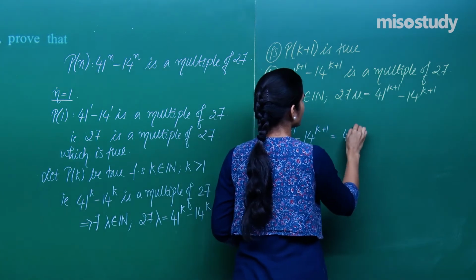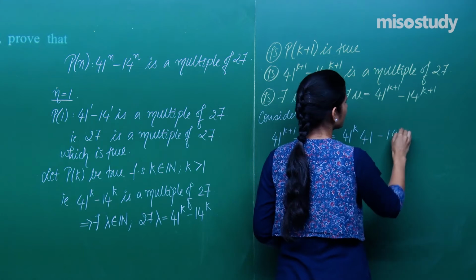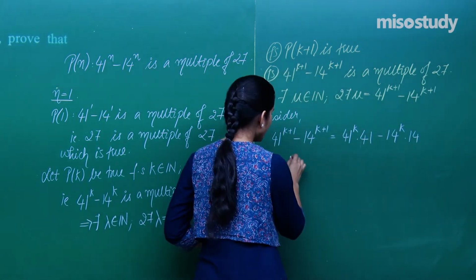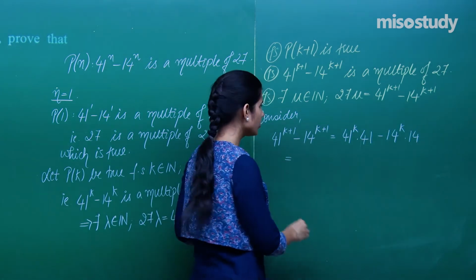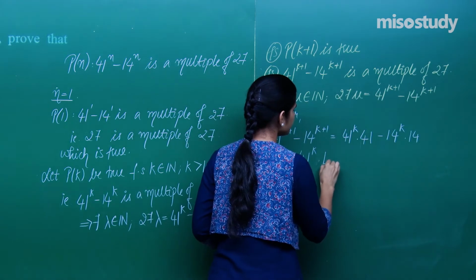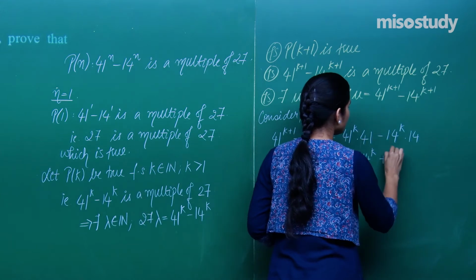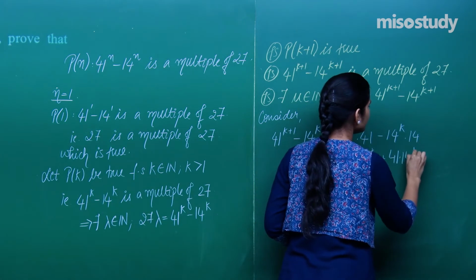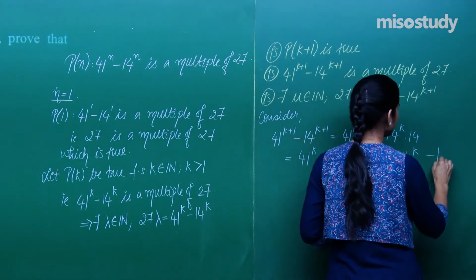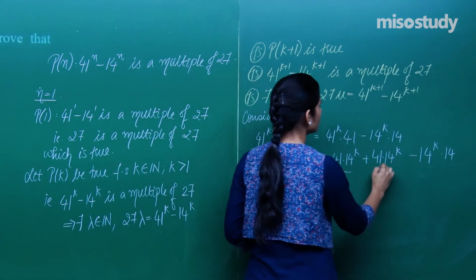You can write this as 41 to the power k into 41 to the power 1 minus 14 to the power k into 14 to the power 1. Now I will be adding and subtracting a quantity that is going to help me reach the very conclusion. 41 to the power k into 41 minus 41 into 14 to the power k plus 41 into 14 to the power k. I have added and subtracted the same quantity, written the left out expression 14 to the power k into 14. Now look at these two and look at these two.